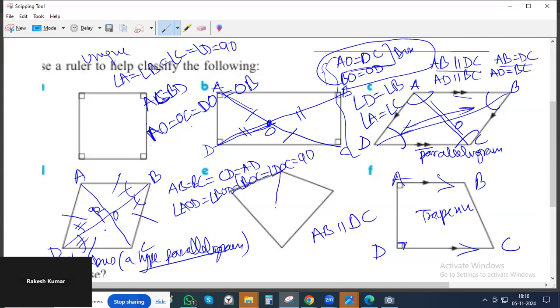And this is a kite. So now you start writing. None of these four properties of a parallelogram, because a kite is not a parallelogram. But you'll have to write that if I name this as A, B, C, D, I will write AB is equal to BC, AD is equal to DC. This is equal to this is equal to this.